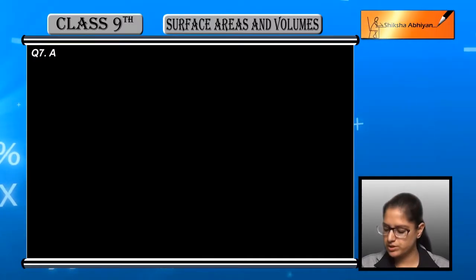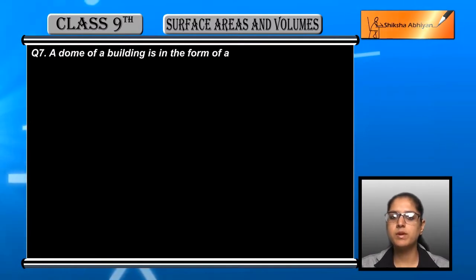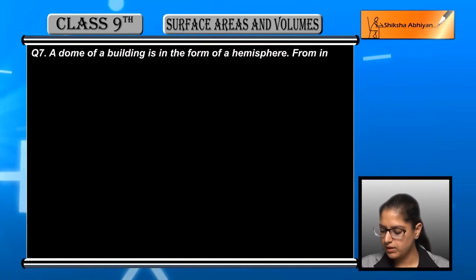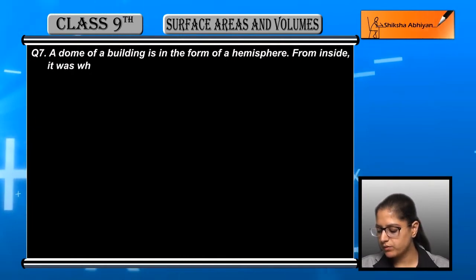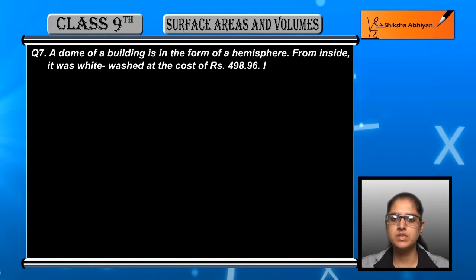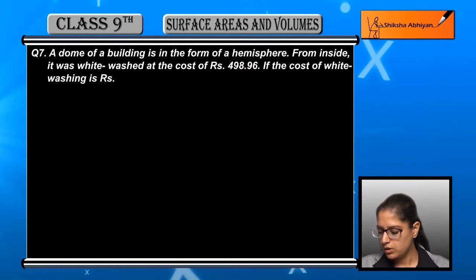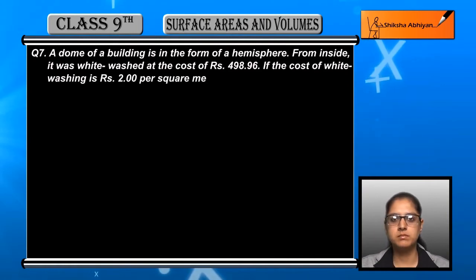Now, seventh question. A dome of a building is in the form of a hemisphere. एक dome है building का, वो hemisphere की form में है. From inside, it was whitewashed at the cost of rupees 498.96. Inside whitewashing की cost हमें given है, and rate है rupees 2 per square meter.